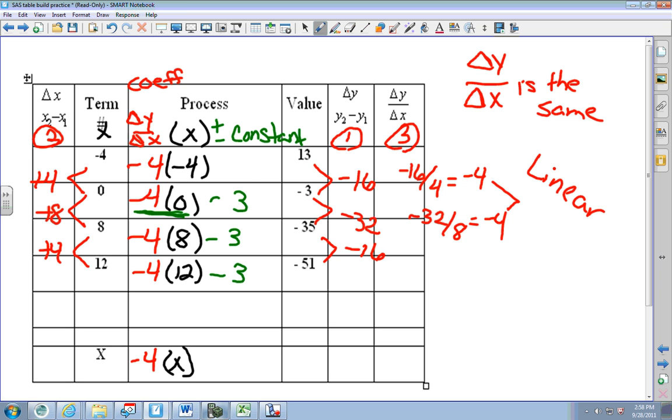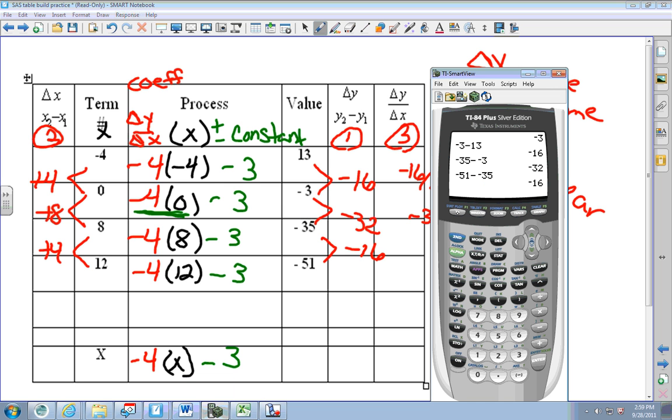Well, let's see if this is right. So this is what I think the rule is. Always, always, always check. So we're going to go down here. We're going to go to y equals. And I'm going to put in there -4x minus 3. And I'm going to press second graph. Let's see. Oh, I'll go back. I'll check 12 first. I've got 12 and negative 51. See? Whoop, where'd my little mouse go? There we go, negative 51.